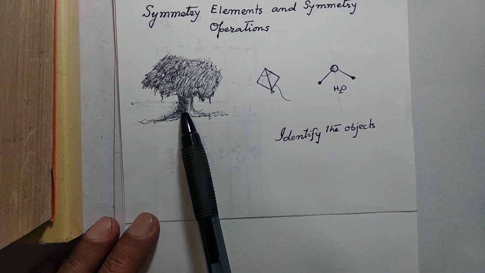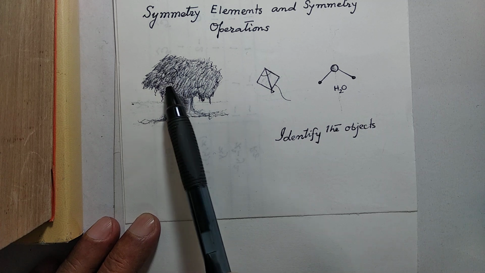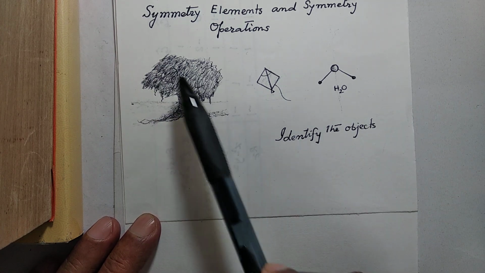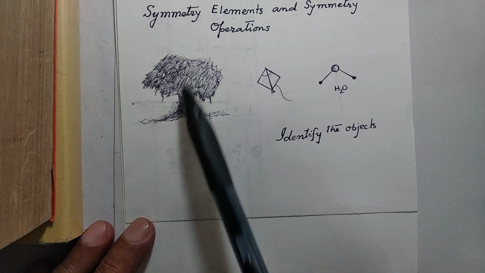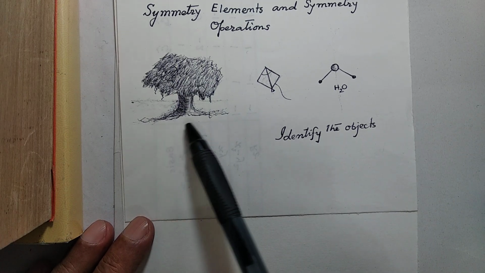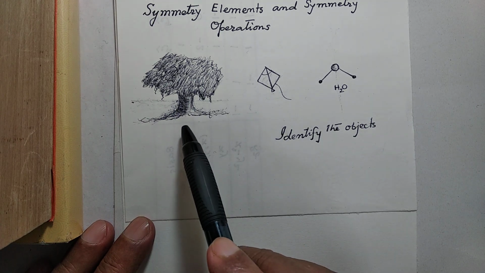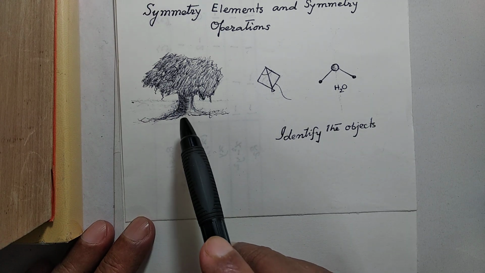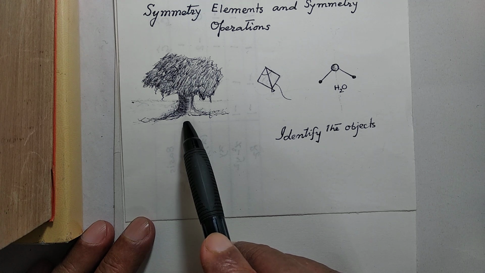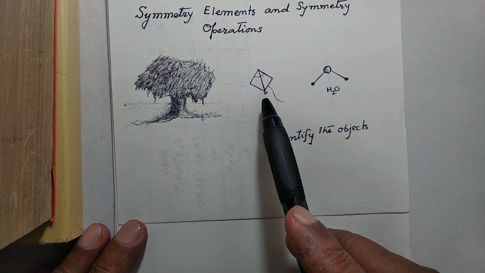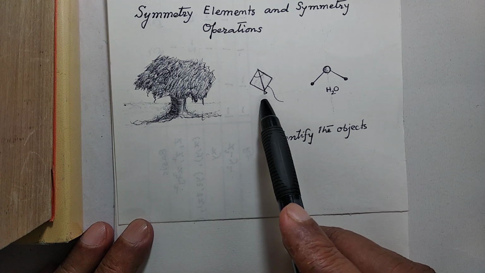Now look at this picture. This part of the tree is clearly different from this part. Similarly, the top and bottom are different. So this tree has no symmetry at all, but it has its own identity. We can identify this picture as representing a tree. Similarly, this is a kite.